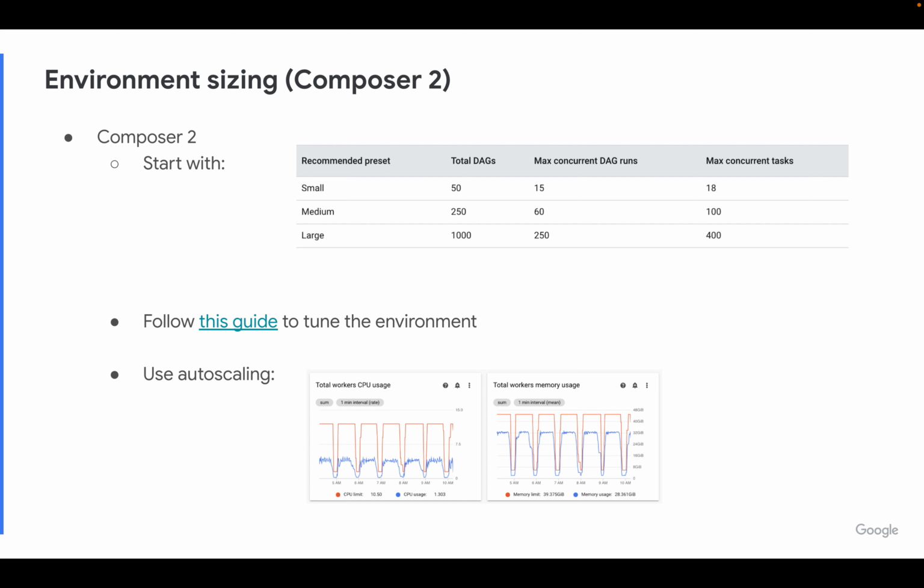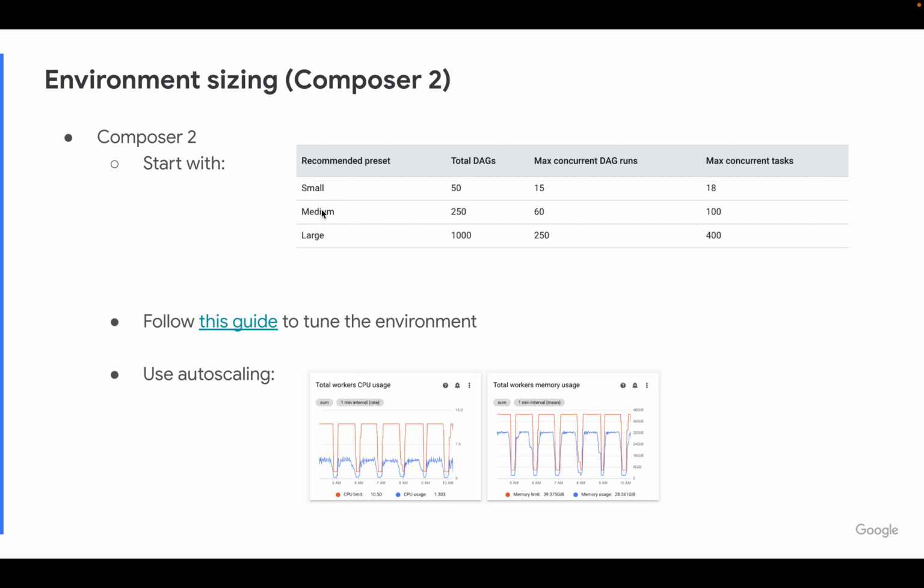When it comes to environment sizing, and specifically focusing on Composer 2, there are some high-level rules on where you would start in terms of environment presets. In Composer 2, when you create a new environment, you have those presets available in the user interface, where you can pick that the environment is small, medium, or large. And there's also a custom option for more advanced customers.